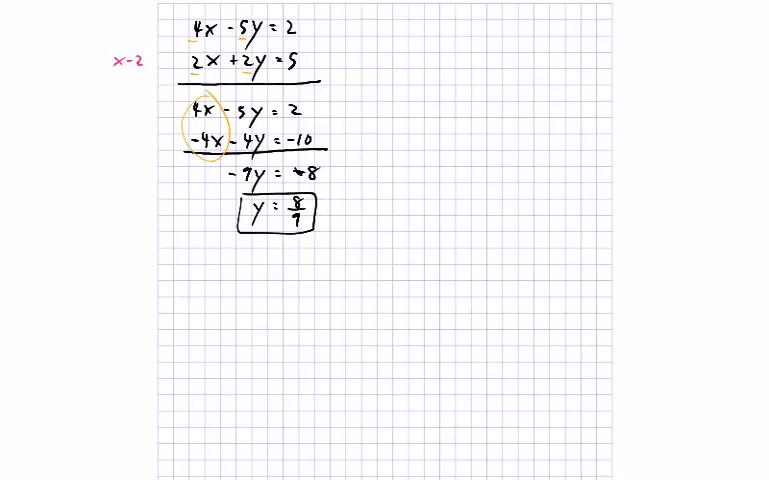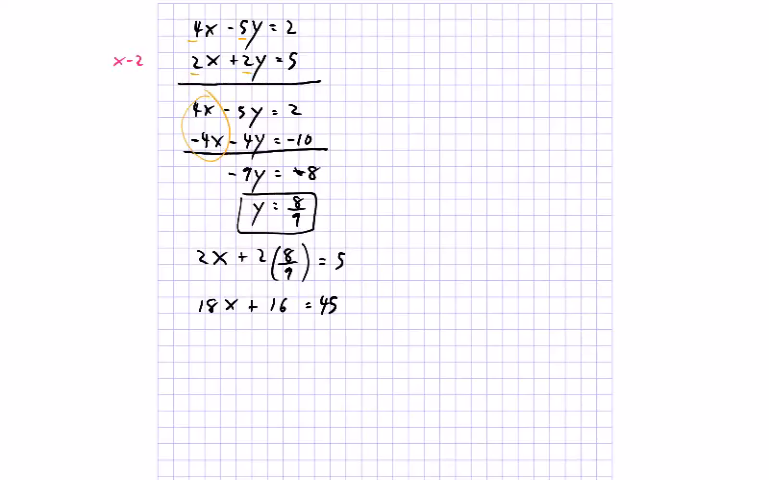We can substitute into either equation. Looks like the second of the two original equations is the simpler, so I will substitute in and get 2x plus 2 times 8/9 is equal to 5. Given that nothing divides out in the second term, I'm going to multiply everything through by 9. So I will get 18x plus 16 is equal to 45. So I multiplied both the left-hand side and the right-hand side in their entirety by 9.